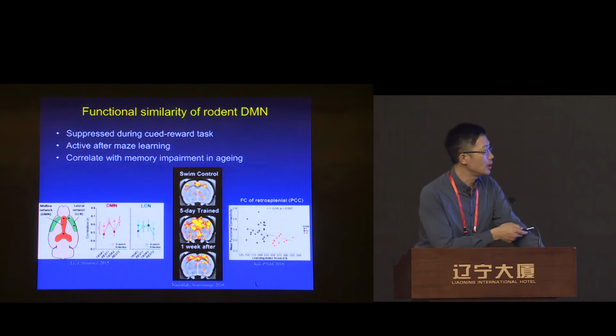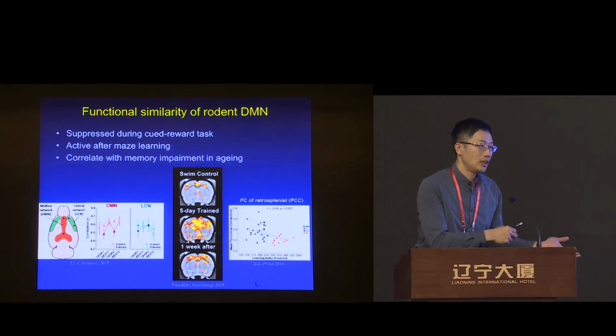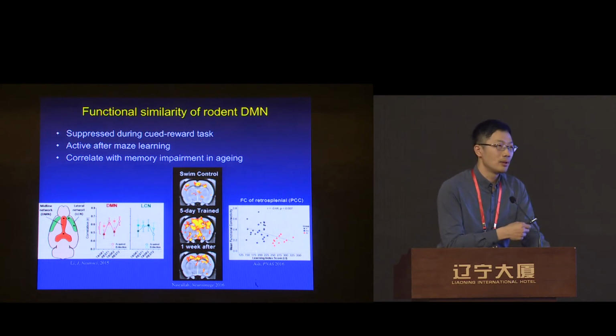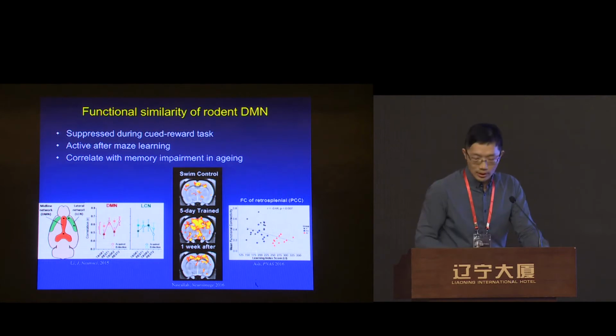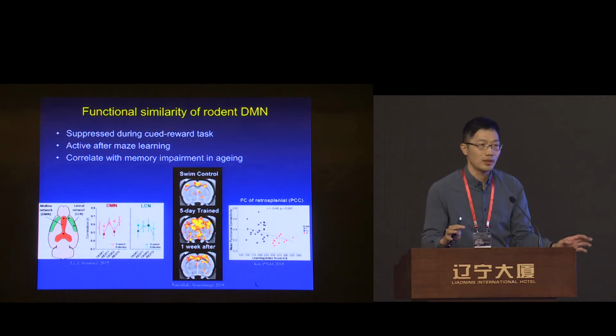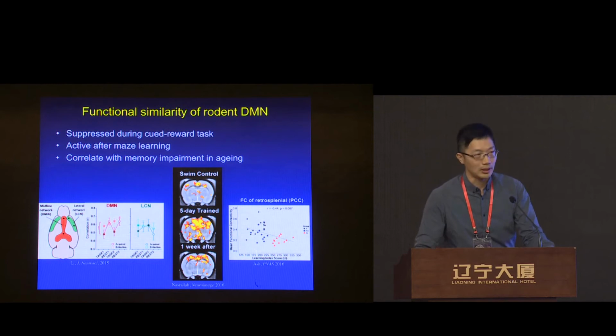And recently, again from Yi-Hong Yang's group, they showed that in aged animals, they can differentiate cognitively impaired rats from unimpaired rats, and that the retrosplenial connectivity correlates with their behavior. So it seems to indicate that the default neural network may serve a similar function as in humans.